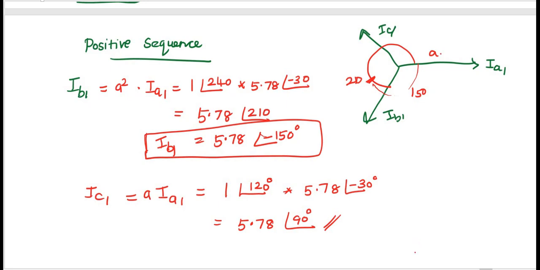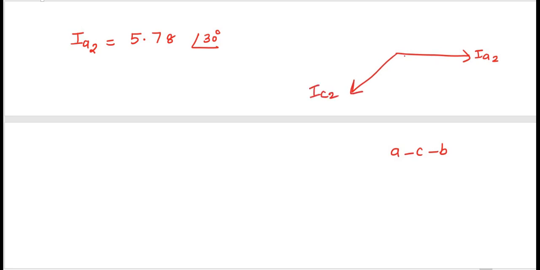Next I am going to find out the negative sequence component. For the negative sequence component, first of all I put the value IA2. IA2 is 5.78 angle 30. Next I am going to draw. First put IA2. And negative sequence means what is the sequence? ACB. So I have to put C here, and I put B here. So first of all write IB2. What is IB2? Between this is 120 degree. This can be written as A.